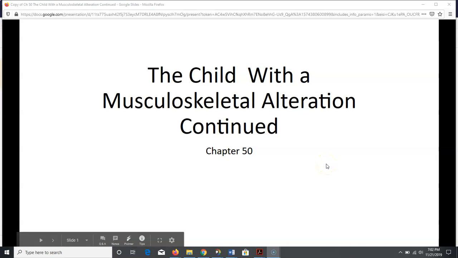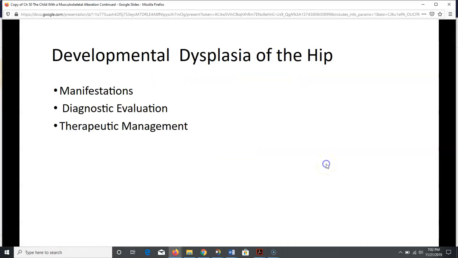Chapter 50, The Child with Musculoskeletal Alteration continued. Developmental dysplasia of the hip, DDH, describes a variety of disorders that present in different forms at different ages. Dysplasia varies in severity from quite mild to severe dislocation. DDH can be present at birth, which is called congenital, but in some children it develops after birth.